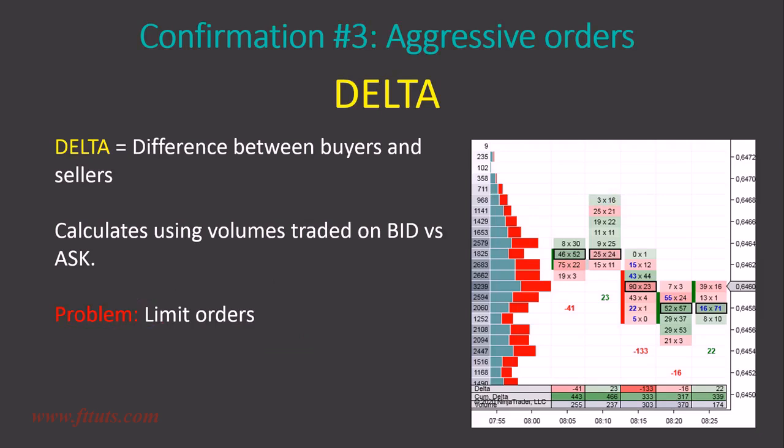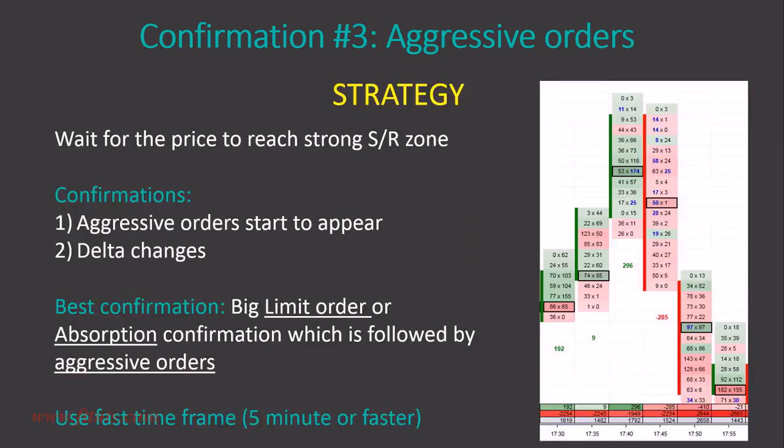Now, I've just explained it very briefly, so if you didn't understand what I meant by that, I think best would be to rewatch one of the first videos where I talked about the footprint and how it's calculated in more detail. Alright, so anyways, this is how delta works. It's tightly connected with aggressive orders, and that's why I needed to mention it in this video. Alright, it's tightly connected with this confirmation strategy.